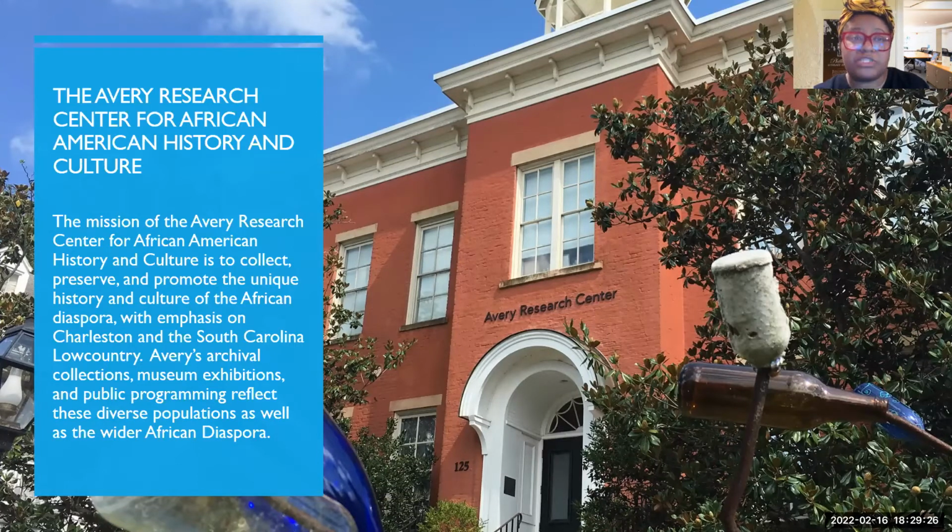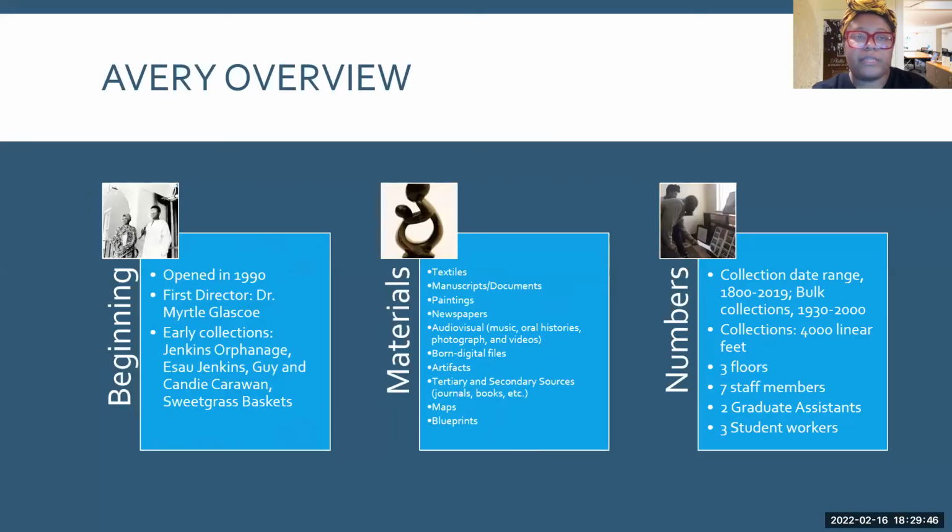And so our mission, as listed here, is to collect, preserve, and promote the unique history and culture of the African diaspora, with emphasis on the Charleston and South Carolina Low Country. And we have a museum, exhibits, archival collections, libraries, and public programming. So the building itself opened in 1990. The work to begin the collecting happened in 1985.